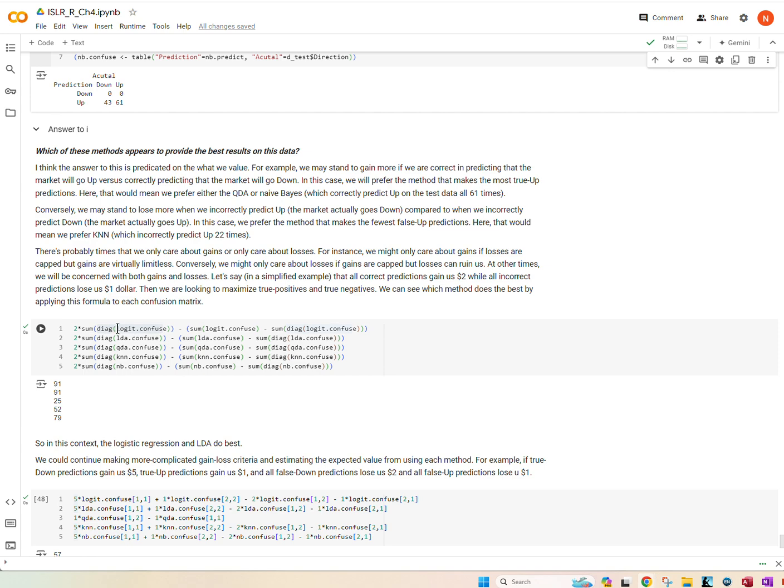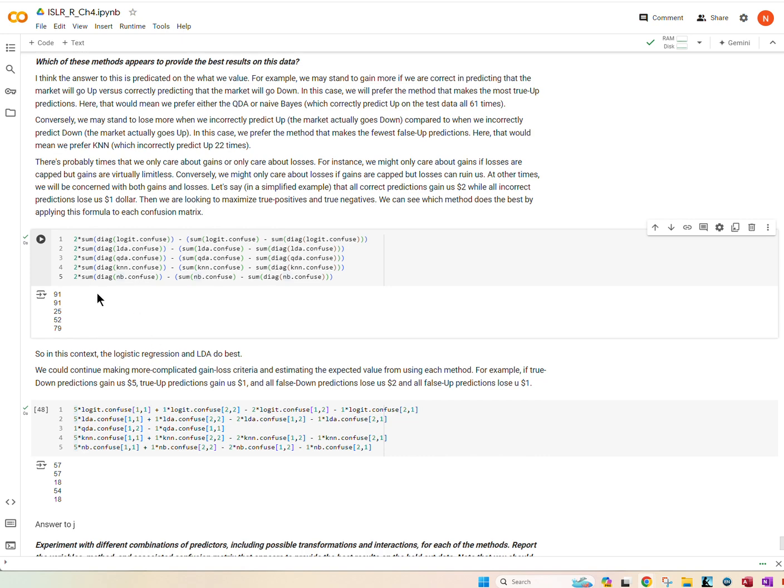We could do it for each model: for the logit, the LDA, QDA, KNN, K nearest neighbor, and naive Bayes. When we do all of that, we get these expected values, or expected gains. In this case, logit and LDA are performing the best. But what's performing the worst here? Well, QDA is apparently performing the worst.